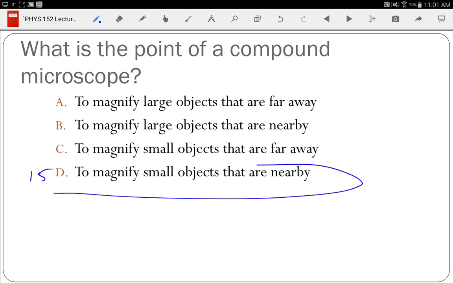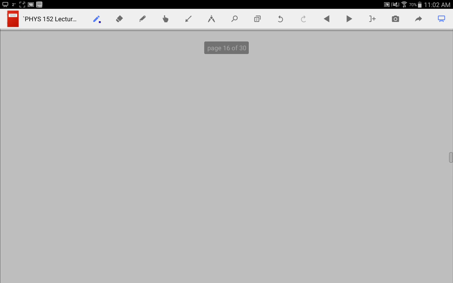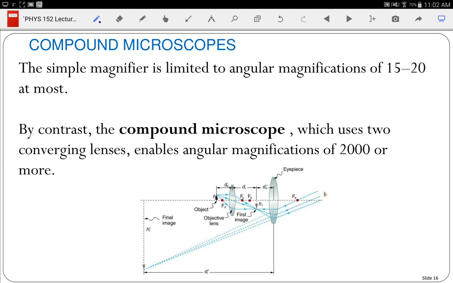15, everybody. To magnify small objects that are nearby. That's correct. The point of a microscope is to take a small object that's close to you and make a bigger angle. The simple magnifier did the same thing, right? But the microscope should do a better job if it's going to be anything better than a simple magnifier. So let's look at how that microscope works.